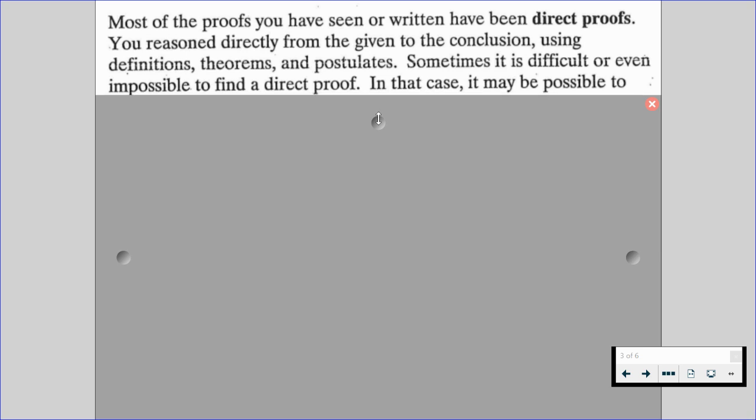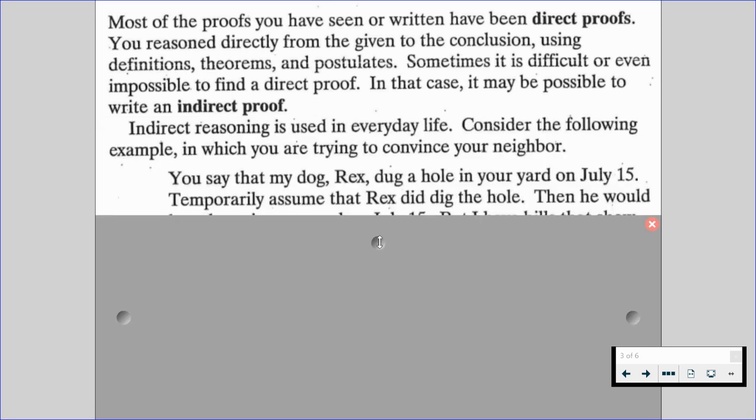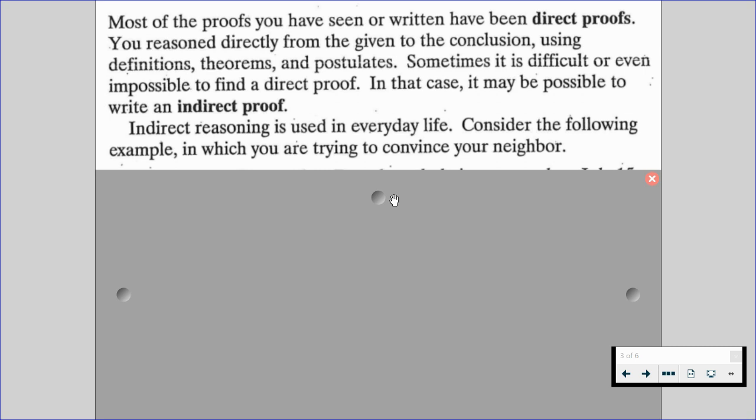Most of the proofs that you have seen or written have been what are called direct proofs. You've reasoned directly from the given to the conclusion using definitions, theorems, and postulates. Sometimes it's difficult or even impossible to find a direct proof. In that case, it may be possible to write what we call an indirect proof. Indirect reasoning is used in everyday life.